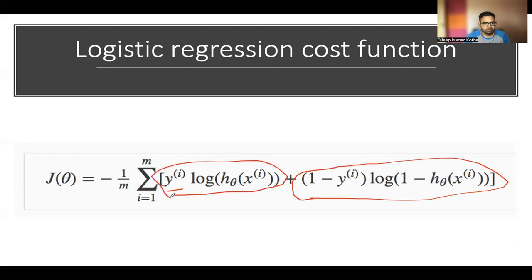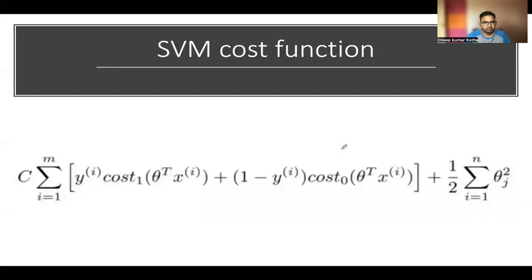So in the end, removing the constants, when y equal to 1, this is the term that serves as the cost function. And when y equal to 0, this particular term serves as the cost function, ignoring the constants. So same thing we'll put in the support vector machine cost function. A support vector machine cost function looks like this with the regularization.